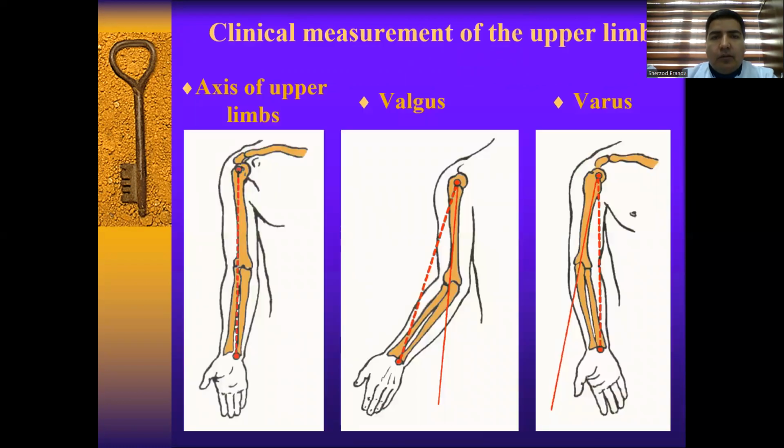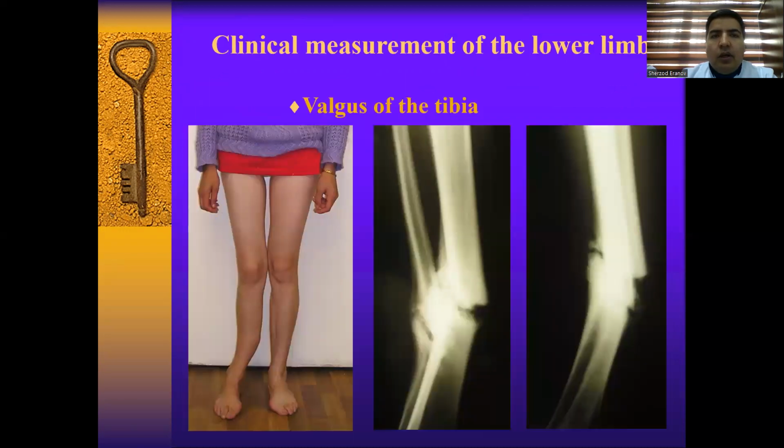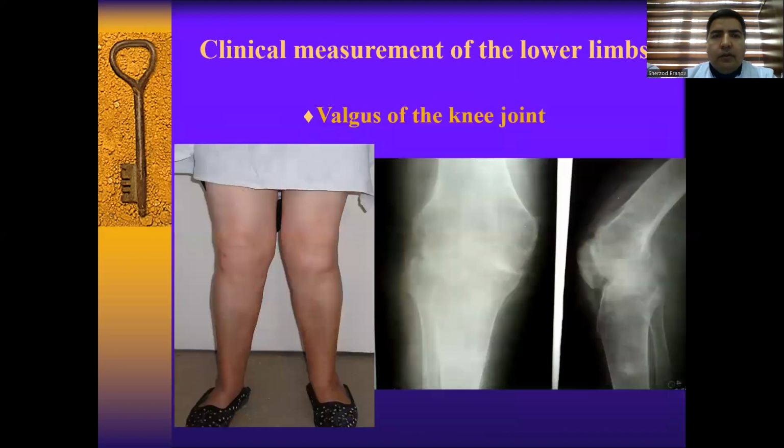Clinical measurements of the upper limbs, axis of the upper limbs, valgus and varus. Clinical measurements of the lower limbs, axis of the lower limb, valgus and varus. Valgus of the limb, of the tibia. Clinical measurements of the lower limbs, valgus of the knee joints.